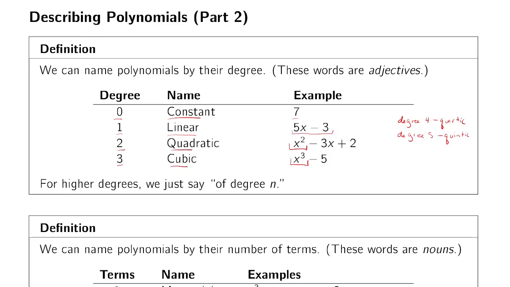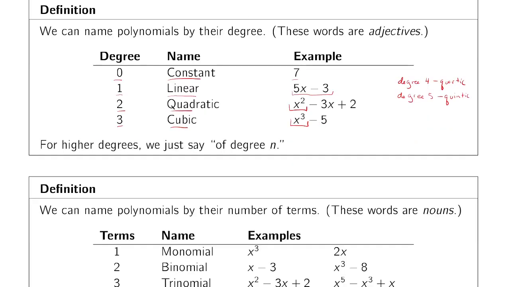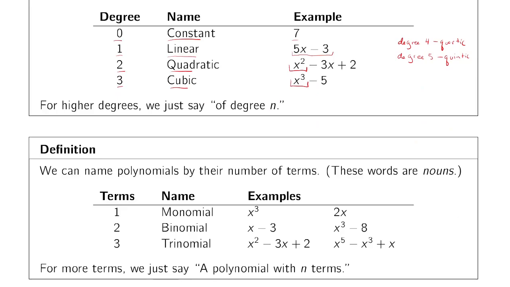We can also describe polynomials based on their number of terms. We can talk about a monomial. That's just one term. So single terms, no matter their degree, are monomials. We can talk about a binomial, right? Bi meaning 2. X minus 3 is a binomial, x cubed minus 8. Anything with exactly 2 terms is a binomial.